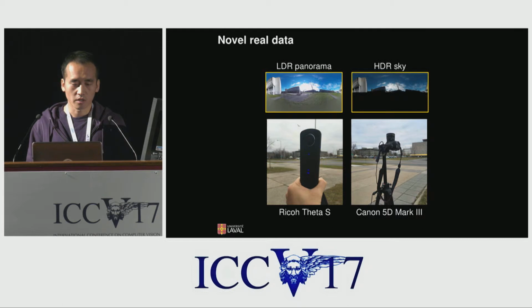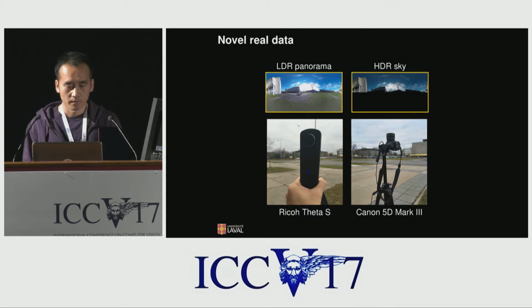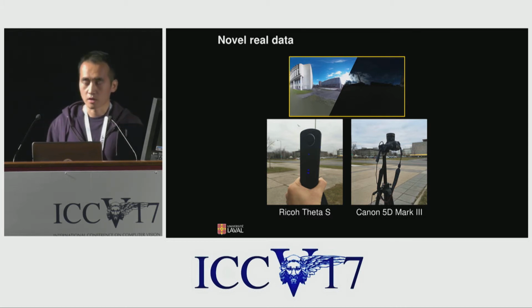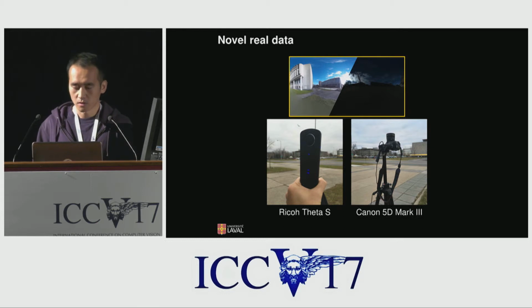So we captured a novel real dataset. The LDR panorama is captured with a Ricoh Theta S camera. The HDR sky is captured with a Canon camera. Then we replace the sky in the LDR panorama with the HDR sky. Then we get the HDR panorama. We repeated this capture procedure 400 times over 13 days.